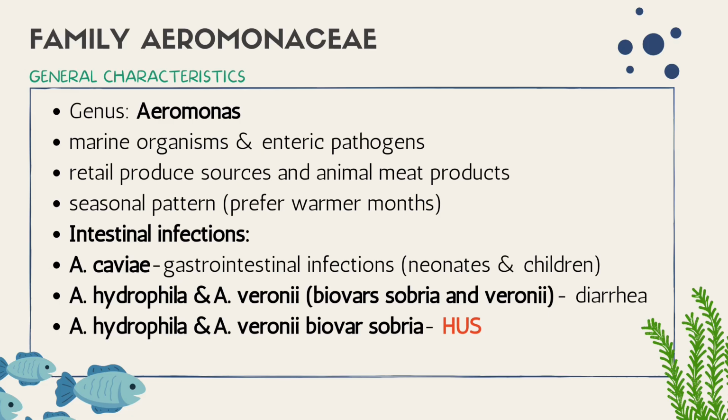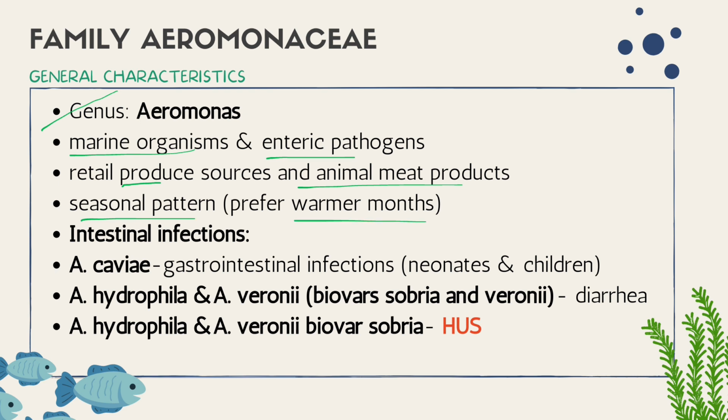So the next genus for the miscellaneous enteric pathogens is Aeromonas. Just like Vibrio, they are marine organisms and considered enteric pathogens. They are acquired through eating produce such as animal meat products. They also have a seasonal pattern, just like Vibrio, and prefer warmer months.